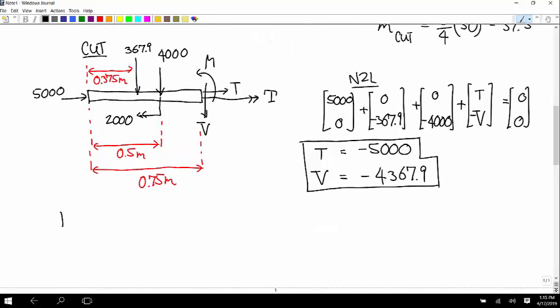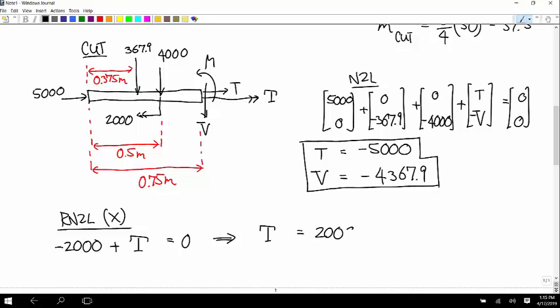And we'll do the moment equation about the x-axis. We have a torque of negative 2,000 plus the internal torque is equal to 0. And so the internal torque is positive 2,000.